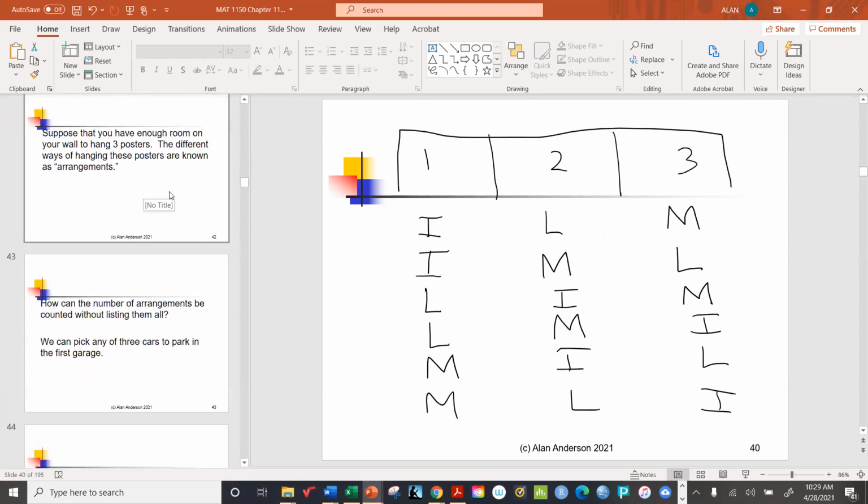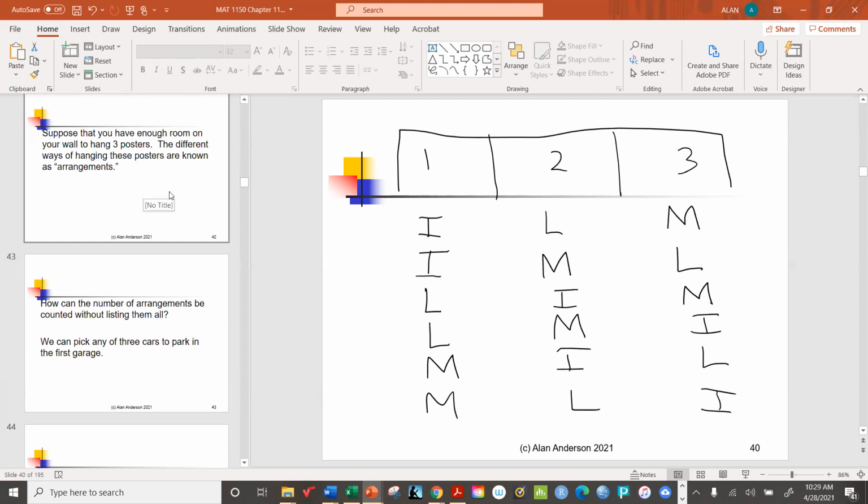Okay, so if you weren't sure about that, you could write them all down on a piece of paper, and you would quickly discover that 6 is the maximum number of ways that you can hang your posters. Now, let's try to figure out why the number is 6.